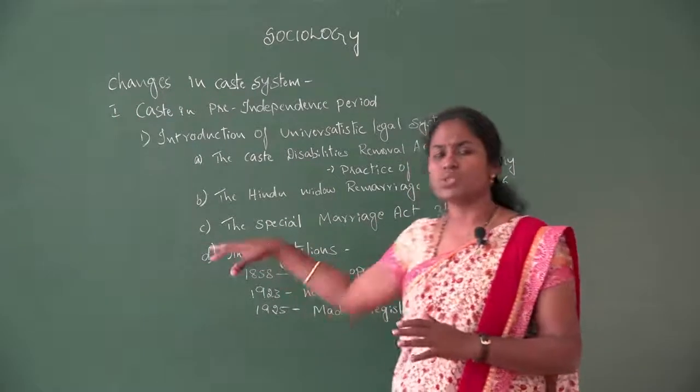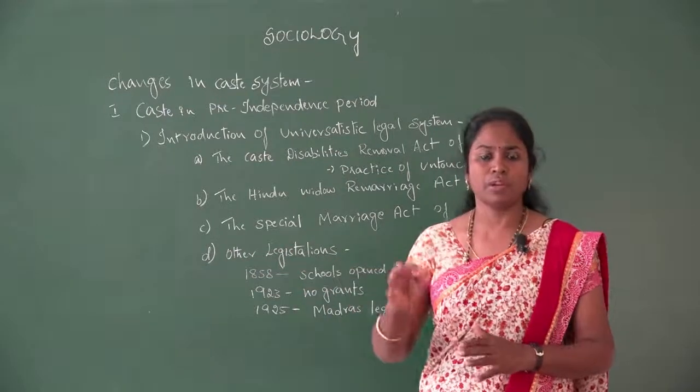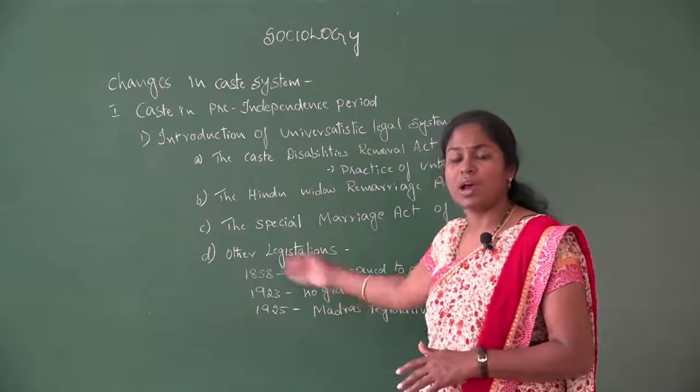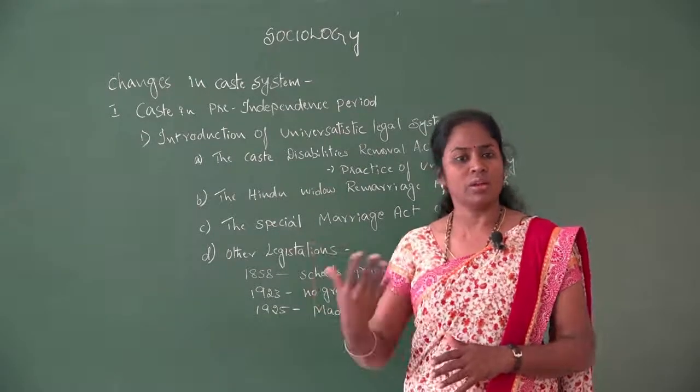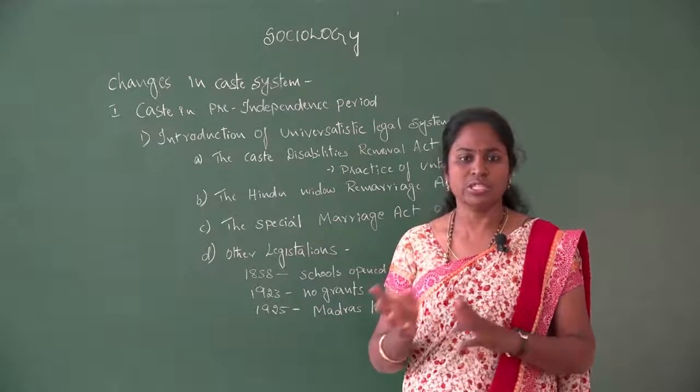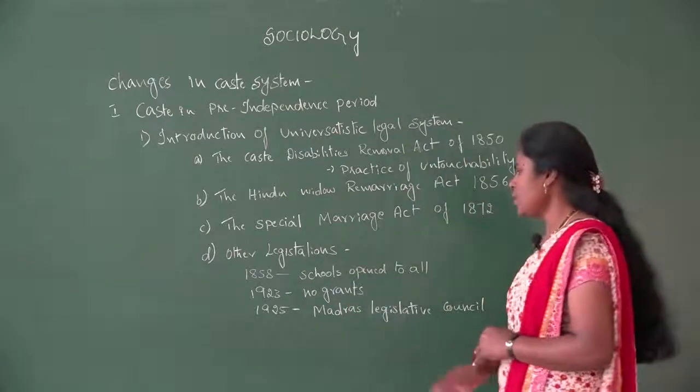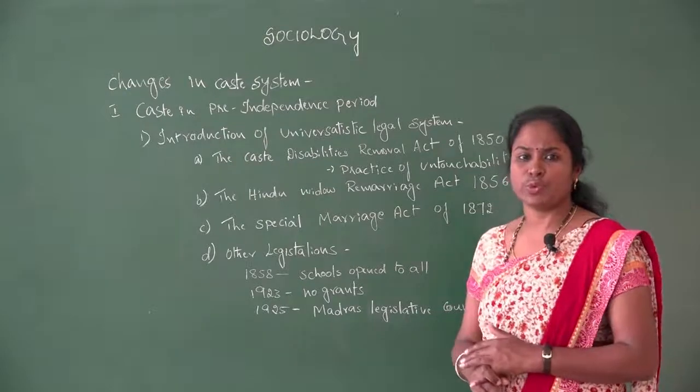This was one of the acts which they introduced. They permitted special marriages in society, and according to this particular act, people could get married across different religious groups. Inter-religious and inter-caste marriages were accepted in the society. Then there are some of the other legislations which we could find.